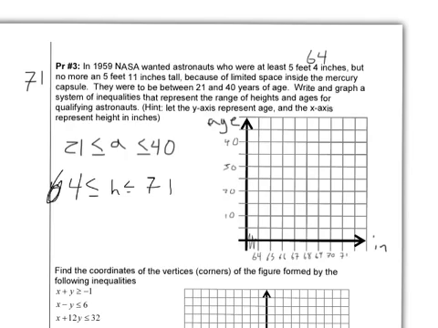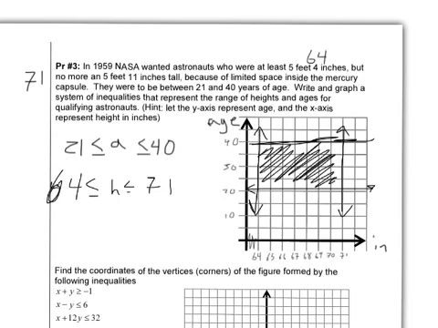So let's graph this. Remember, age is going up and down, so my upper boundary for age is 40. My lower boundary is just over 20. My lower boundary for height is 64, and my upper boundary for height is 71. And now I just shade in here. There we go. That's my feasible region, or my possible region for astronauts. Of course, there's a lot more requirements than just that, but they had to be within this region to even be considered. So, pretty neat.